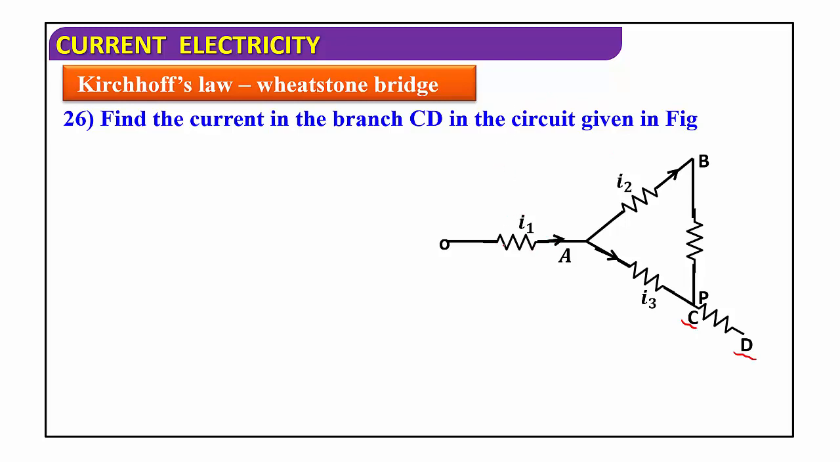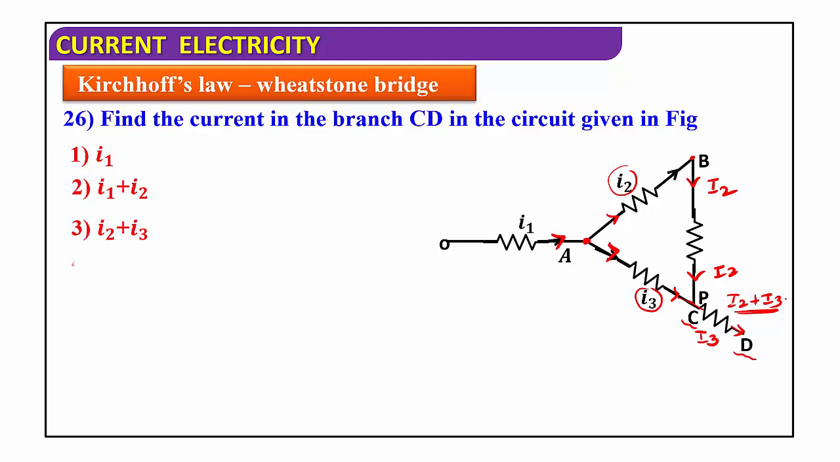Through the branch O to A, I1 current is flowing, and at this part the current is divided as I2 and I3. From A to B, I2 current is moving. From A to C, I3 current is moving. Then at point B, how much current will flow here? I2 current will flow. Here also I2 current will flow. From point C, I3 current will go down, right? So between C and D, I2 plus I3 current will flow. This is according to Kirchhoff law, right? So these are the given options.